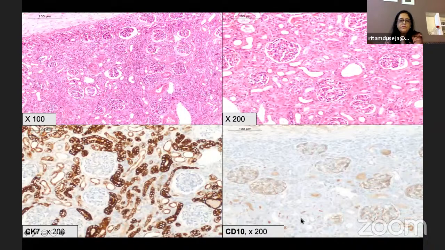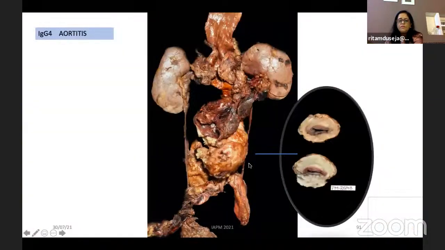CD10 stains proximal tubules. Obviously, the functional unit was almost lost because of this degree of occlusion, and only distal units were left. So that's why it was a non-functional kidney and had to be removed, in a case of larger artery involvement of the ostia of the kidneys. So this is how the different kinds of arteritis can impact different organs.